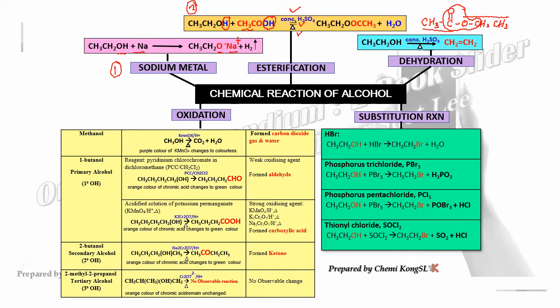Okay, the third chemical reaction. Quite familiar, right? Alcohol, alkene. One of the preparation of alkene. When alcohol reacts with concentrated H2SO4, heat, and then it will form alkene. So this is elimination reaction.